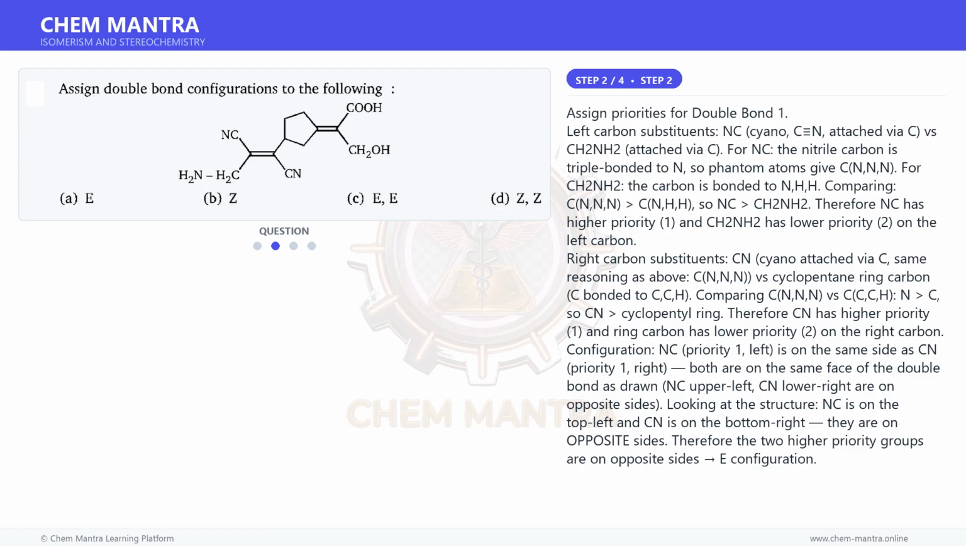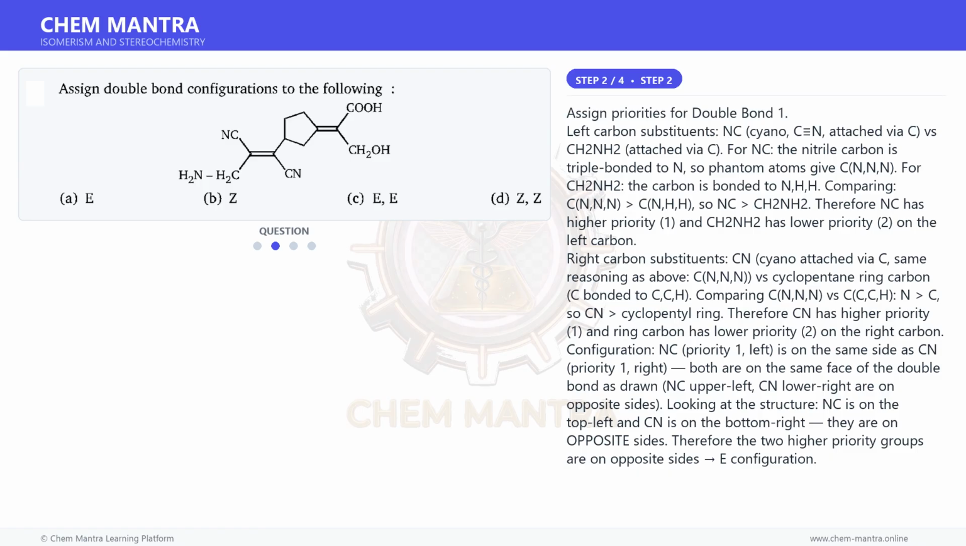Right carbon substituents: CN, cyano, attached via C, same reasoning as above, C, N, N, N, versus the cyclopentane ring carbon, C bonded to C, C, H. Comparing C, N, N, N versus C, C, C, H, N beats C, so CN beats cyclopentyl ring. Therefore, CN has higher priority, 1, and the ring carbon has lower priority, 2, on the right carbon.